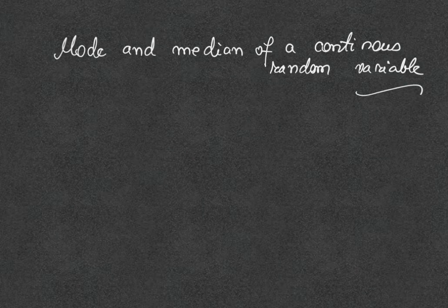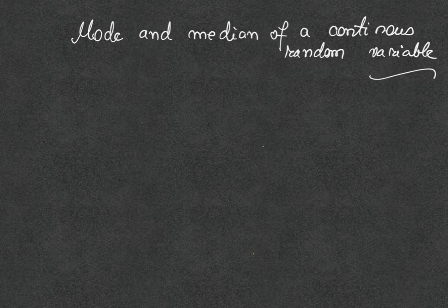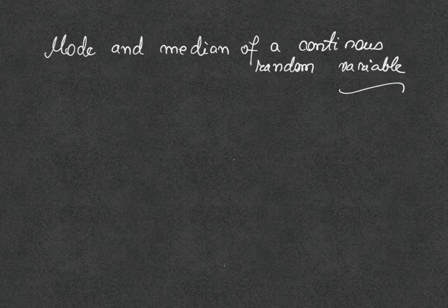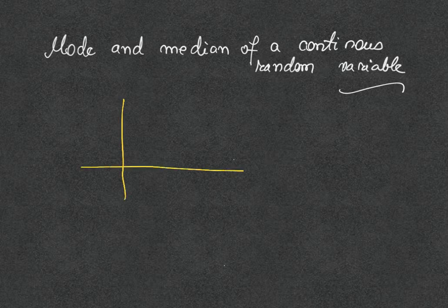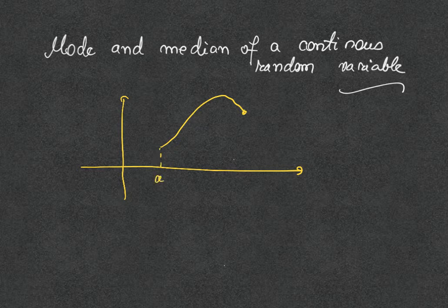In the previous lesson, we learned how to find the mean and variance of a continuous random variable. So let's assume that the graph of the function is like this from A to B. And y equals f of x is a probability density function, meaning that the area under the graph is 1 and the function is always positive in the given domain.